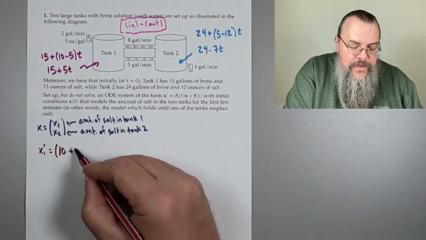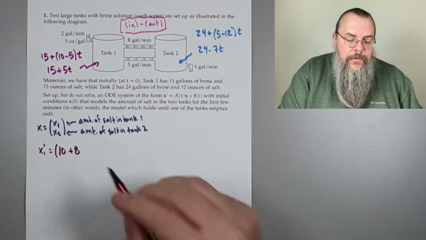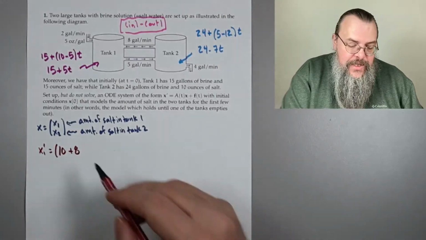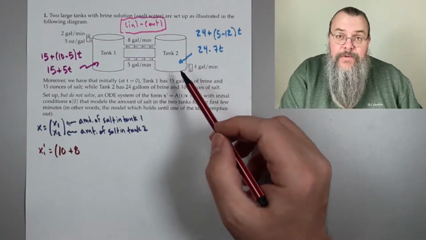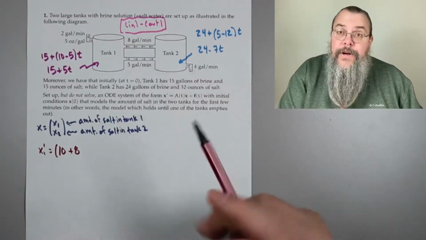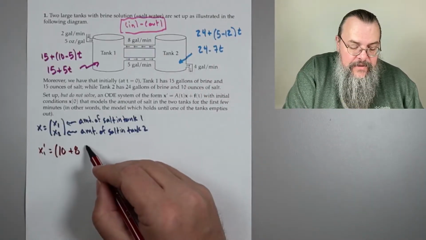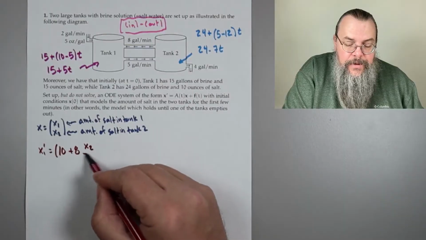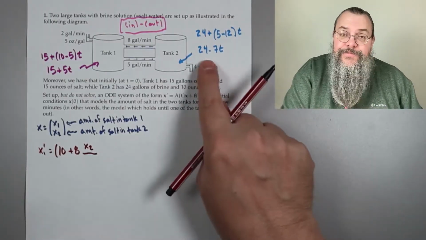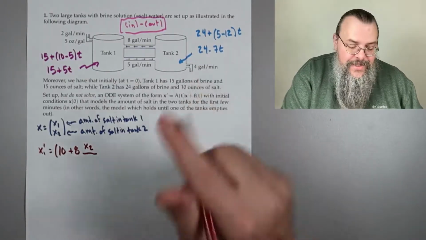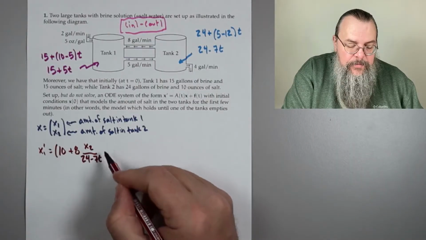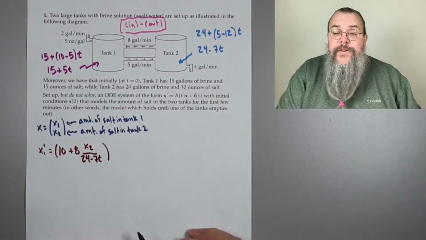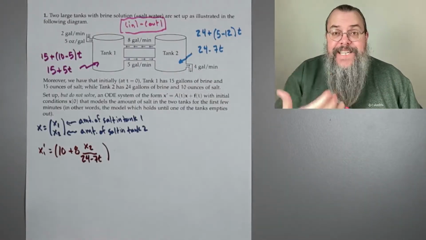Okay, what's the concentration? Well, to find the concentration, we need to say, well, how much salt is there in tank 2 versus how much liquid is there in tank 2? Well, we know how much salt there is in tank 2. That's x2. And we actually know how much liquid there is in tank 2. That's this expression, 24 minus 7t. All right, that's the only two ways that something comes in.